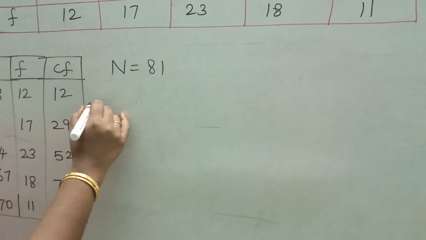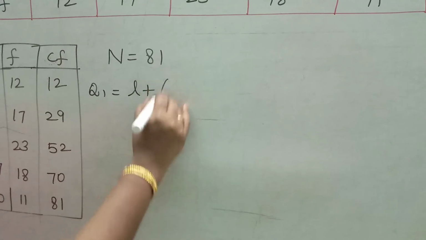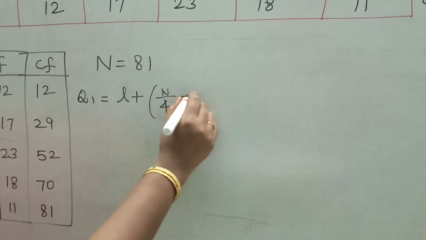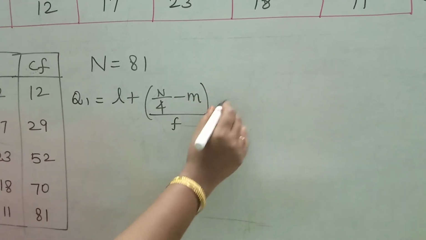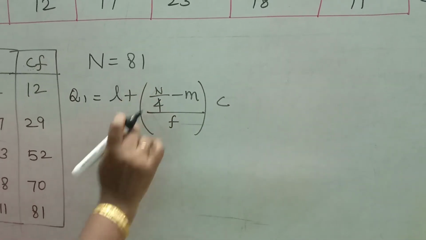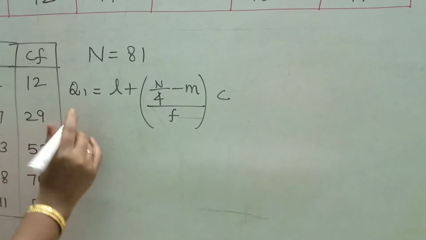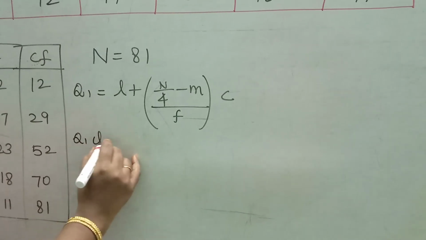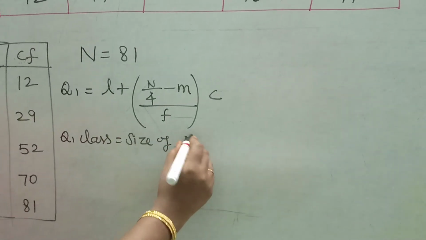First we write the Q1 formula. Q1 is lower quartile. Formula is L plus (N by 4 minus M) by F into C. This formula is for Q1. This is for continuous data. First we have to find the Q1 class. How to find Q1 class? Q1 class formula is size of N by 4.